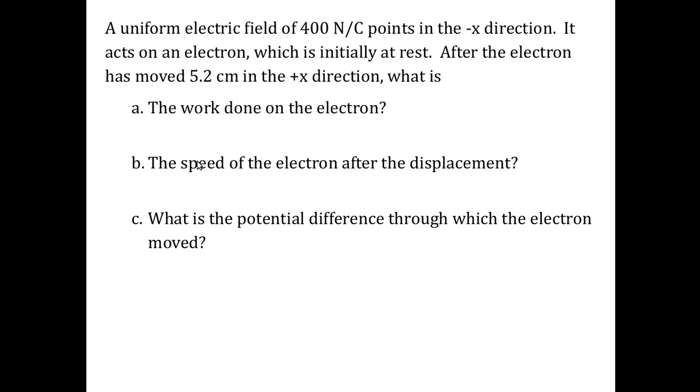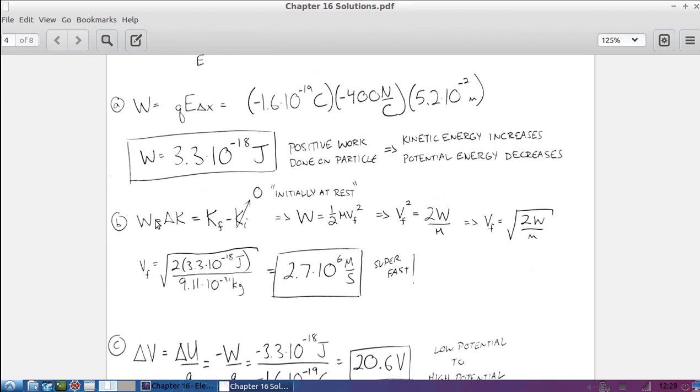Part B, find the speed of the electron after the displacement. So I set the work equal to the change in kinetic energy, but the particle's initially at rest, so K initial is 0. So the work is just equal to the final kinetic energy. I know what the work is. I know what the mass of an electron is. It was a while ago, but I can look it up. It's 9.11 times 10 to the negative 31 kilograms. Keep that handy. So I can solve this for the final velocity.